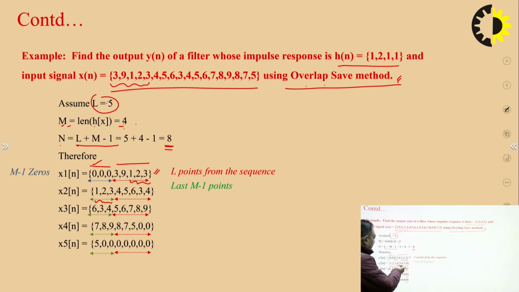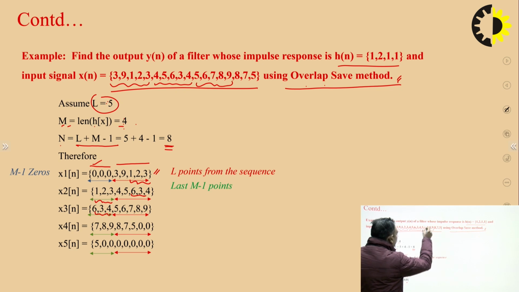Okay, then we will take another 5 values, then again we will take this 6 3 4 and we will take the next 5 values, and this process is continued until we have all the sequences. Like here 7 8 9 8 7 5 0 0. So here 5 0 0 is there. So after it we have to take 5 again, because this 5 is overlapped. So that's why the last sequence is this.